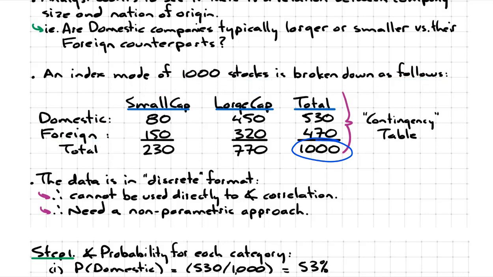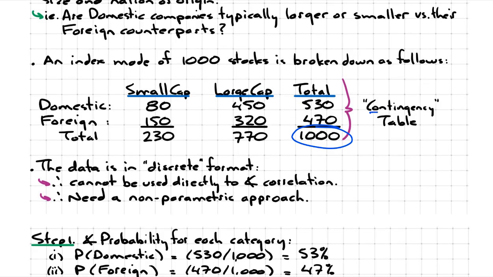So the way to read this is as follows. Of the 1,000 stocks, 80 are domestic small caps. Just very quickly, 150 are foreign small caps, 450 are domestic large caps, and 320 are foreign large caps. So that's how we extracted the 1,000 in total. Now this is called a contingency table.